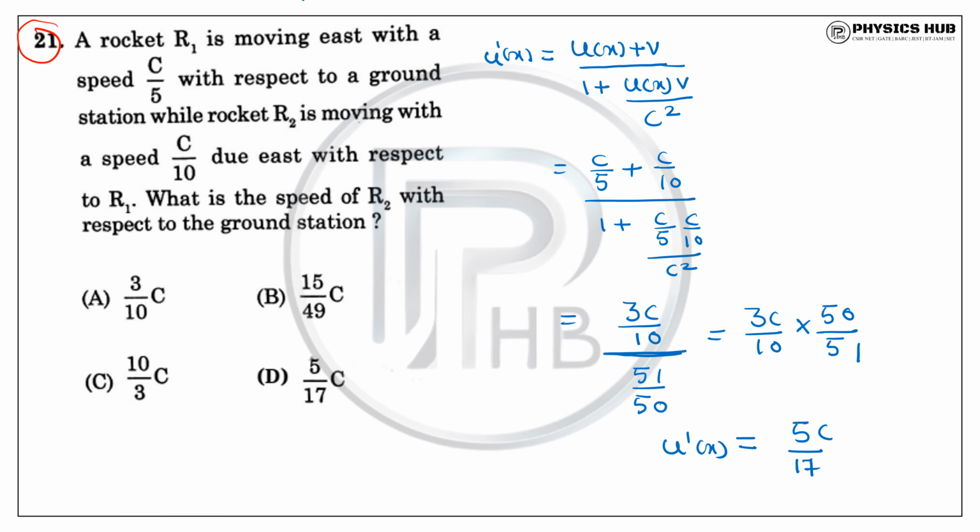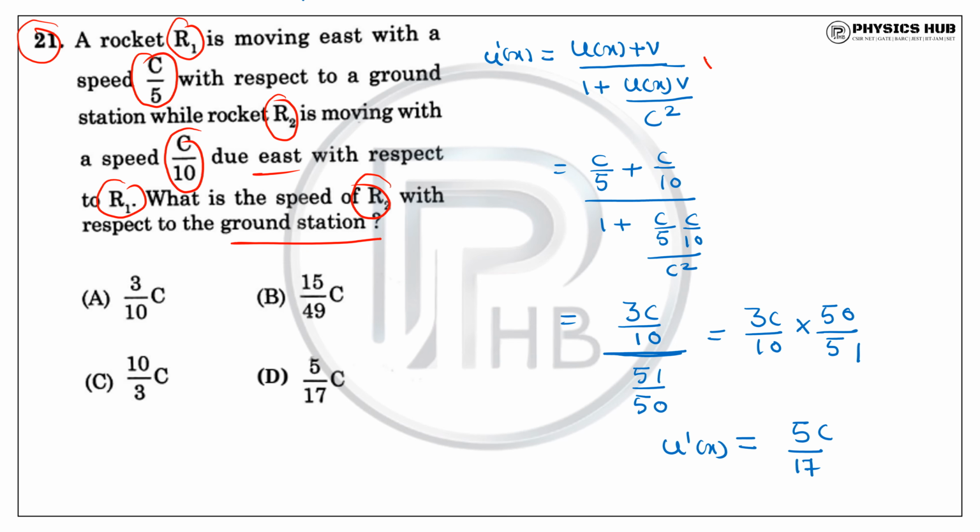Next, a rocket R1 is moving east with the speed c by 5 with respect to the ground station, while rocket R2 is moving with the speed c by 10 due east with respect to R1. What is the speed of R2 with respect to the ground station?